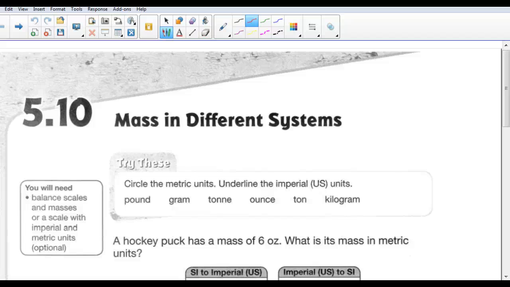Okay, this is 5.10, mass in different systems. So we're going to be comparing metric mass or weight to imperial mass and weight. So let's start off with try these. Circle the metric units, underline the imperial units.